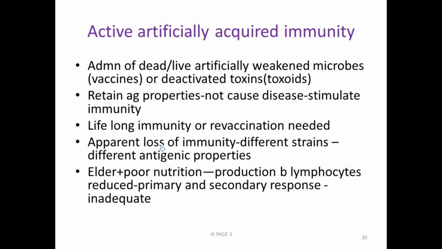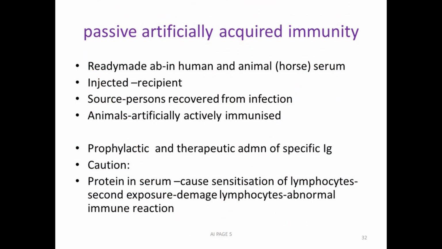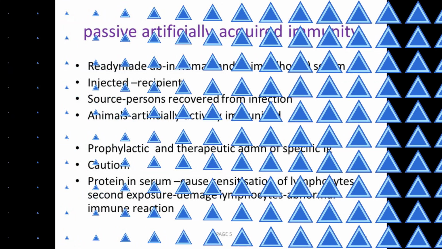Next is the passive naturally acquired immunity. Before the birth, the maternal antibodies cross the placenta to the fetus, and it can also be via the breast milk to the baby, which is a short-lived immunity. Passive artificially acquired immunity: they are the ready-made antibodies derived from the human or the animal serum, and they are used for the prophylactic or therapeutic administration of specific antibody. The only caution is that the protein in the serum can cause sensitization of lymphocytes, and it may lead to abnormal immune reaction at times. Hope you have understood the power of immunity.